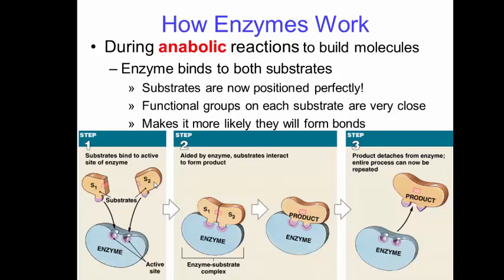And this is where an enzyme comes in. An enzyme is basically providing an area for this reaction to occur. It's making sure that these substrates come together at the right angle so that the reaction can occur.